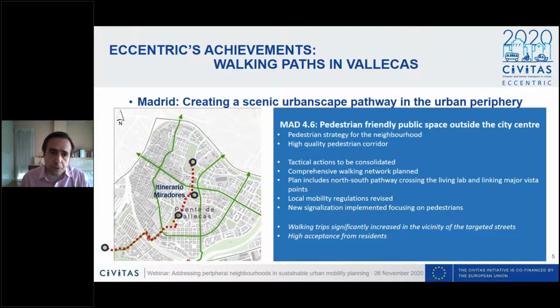There were also new signalization concepts implemented in Vallecas thanks to the project. So we got some good results from that. We got evidence of walking distance significantly increased in the vicinity of the streets that have been improved. And we also got high levels of acceptance from the residents when we interviewed them at the end of the project, just before the COVID crisis.